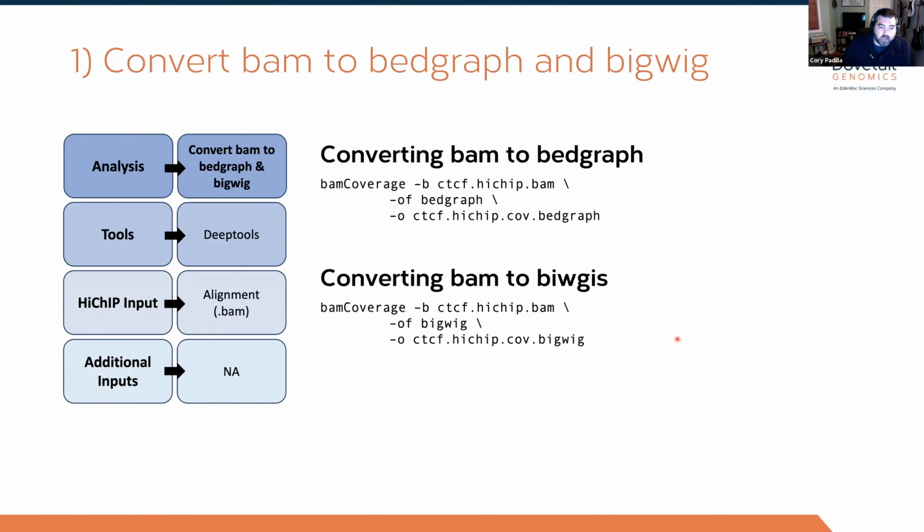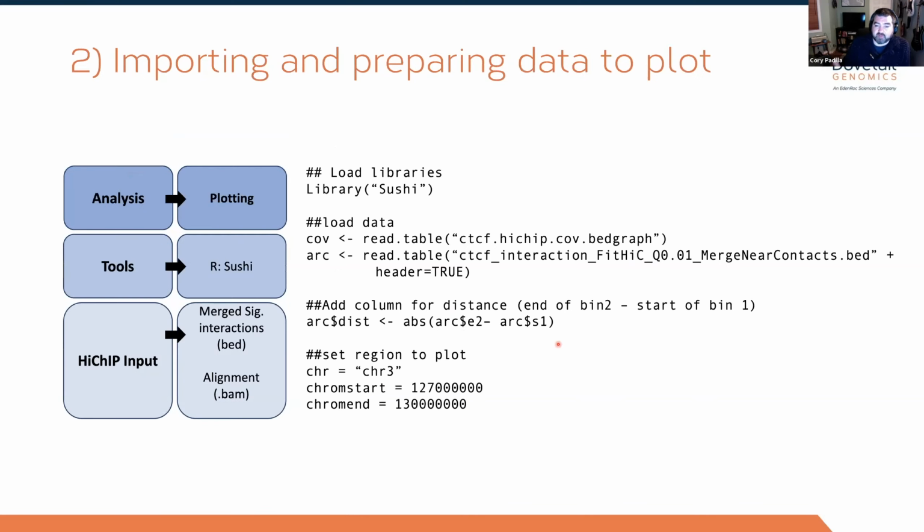So first step, we're just going to use deepTools to convert our alignment to bedgraph format. This is simply bamCoverage of deepTools. You feed in our BAM, our output format is bedgraph, and our output file is the HiChIP coverage in bedgraph format. We do the exact same, except our output format now is bigwig, and then we print out a bigwig file. And then we move to R for the fun stuff.